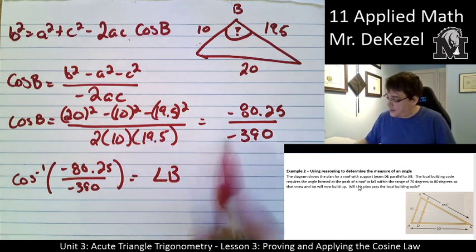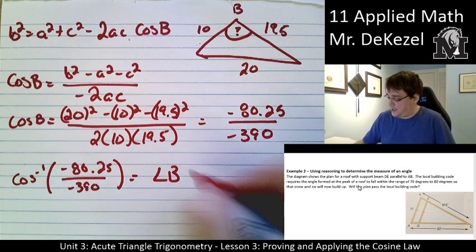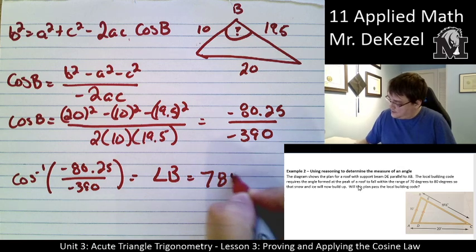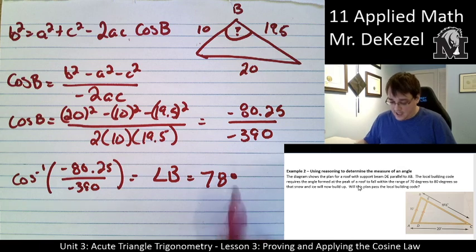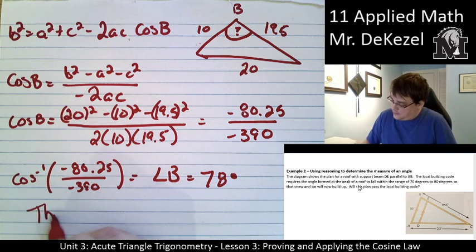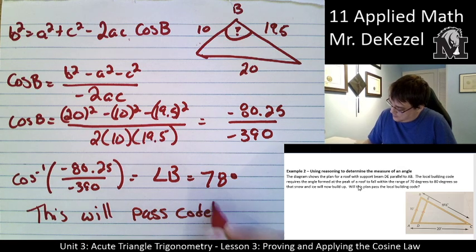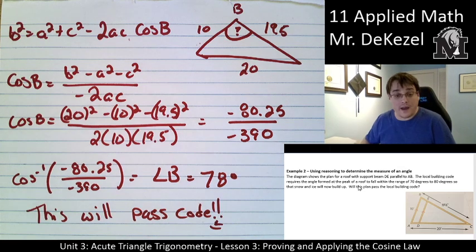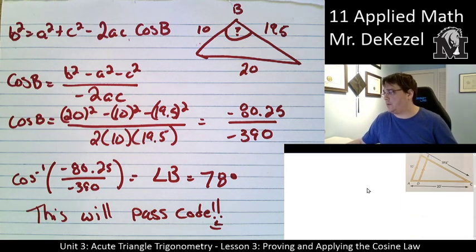So I punch that into my calculator, punch this number divided by this number, and then cosine inverse, we get 78 degrees. So since 78 degrees is between 70 and 80, this will pass. Yay, this will pass code. If you have any particular questions about this one, please let me know. But practice is the number one thing that we can do.